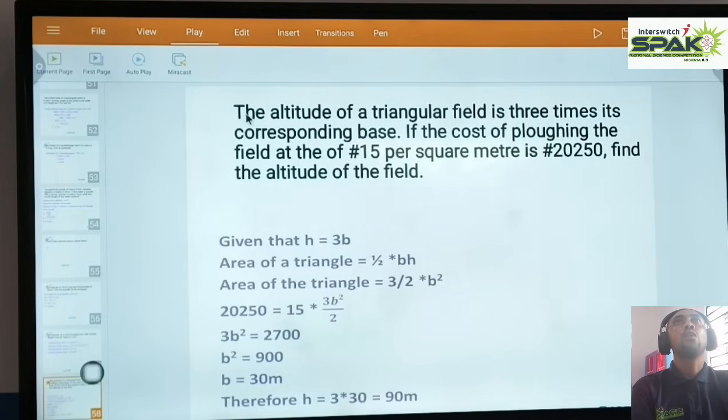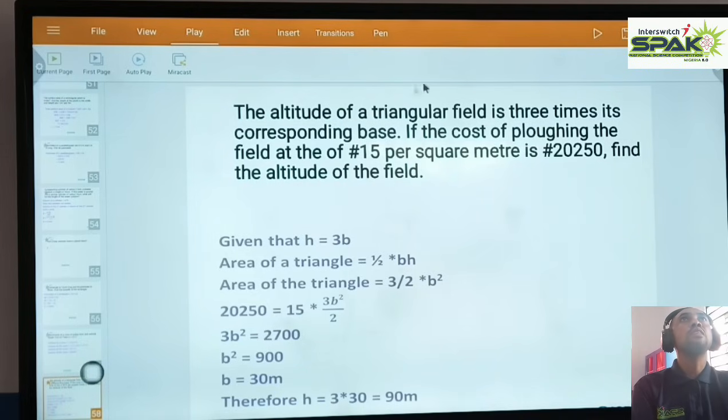Now, we are given that the altitude of a triangular field is 3 times its corresponding base. If the cost of ploughing the field at 15 naira per square meter is 20,250 naira, find the altitude of the field. The altitude is also referred to as height.